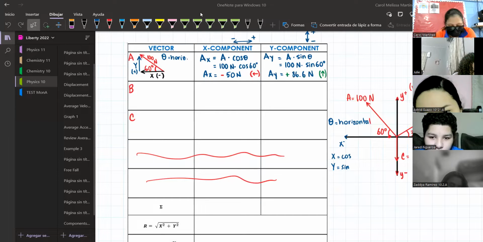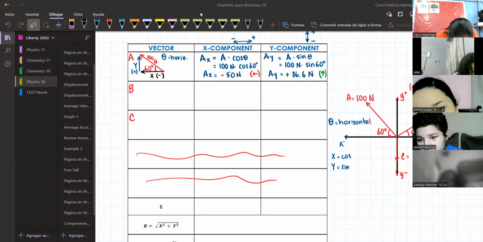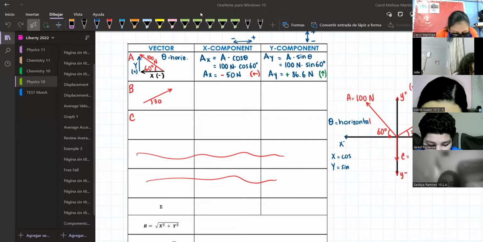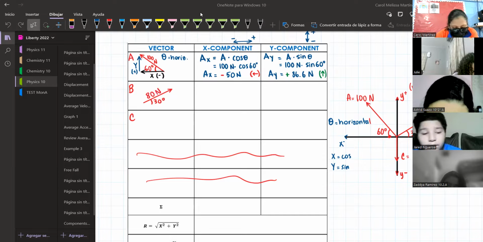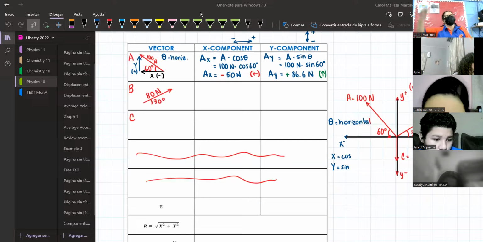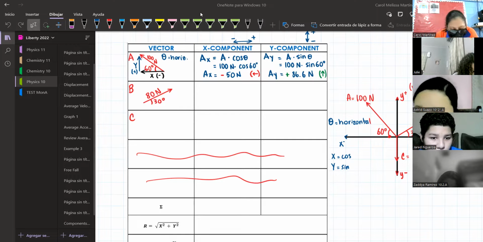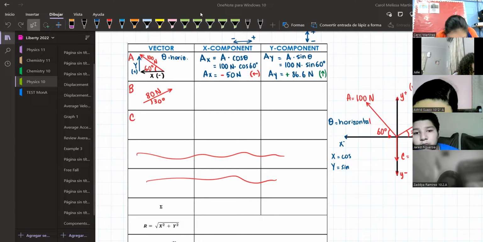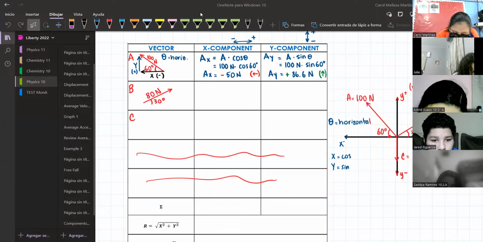So we need to continue with the vector B. Vector B is coming in this direction. It has an angle of 30 and it is 80 Newton. So the first thing that I do is I complete the triangle. Where is the vector going? Right, left, up, or down? Right, and it's going up. So it's going to the right and it's going upward.